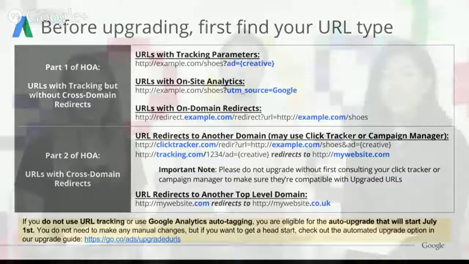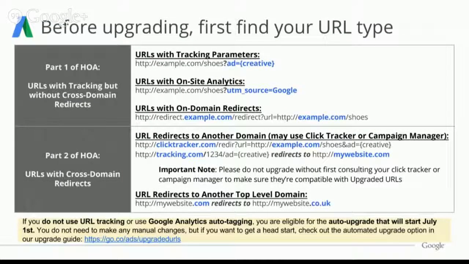If you're an advertiser that's not using any URL tracking, or if you're an advertiser that's using auto-tagging for Google Analytics, you don't have to worry about any of the upgrade options that we'll go through today. You actually don't have to make any changes. You'll be eligible for the auto upgrade that'll start on July 1st. If you want to find out more information, we have the details in our upgrade guide, which you see the link to there.